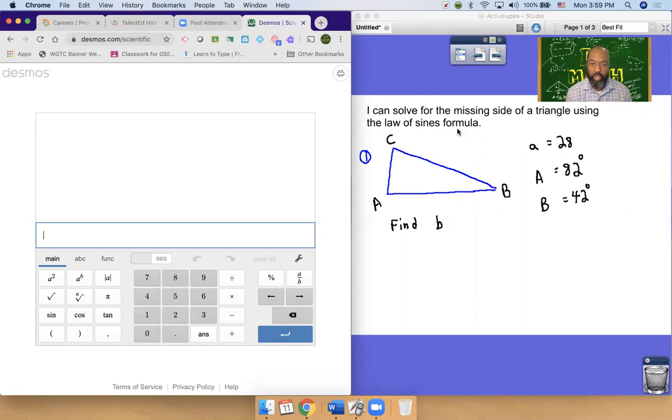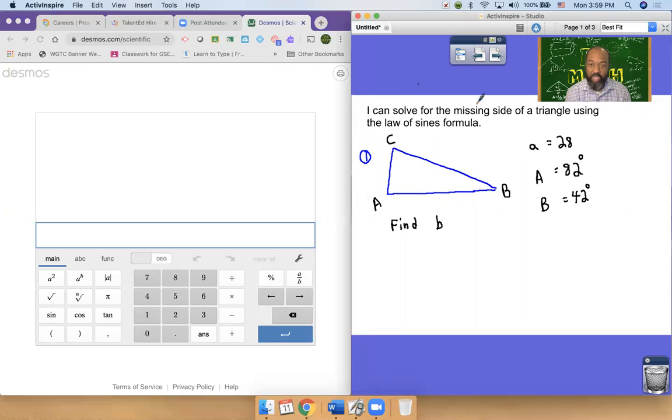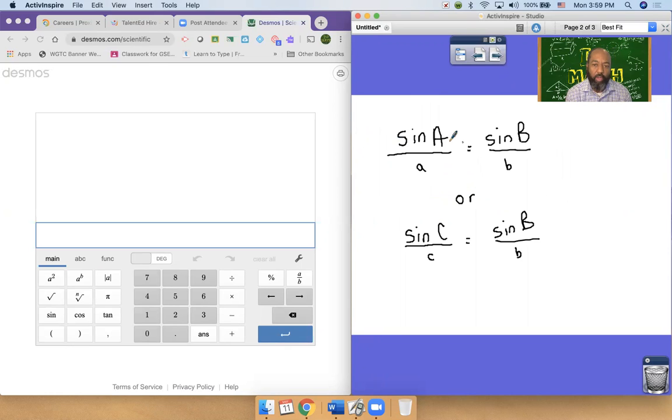Well, the first thing we're going to do is read the problem. It says I can solve for the missing side of the triangle using the law of sines formula. What's the law of sines formula? Let's go there first. This is the formula. It says sine of the angle over the opposite side equals sine of the angle.